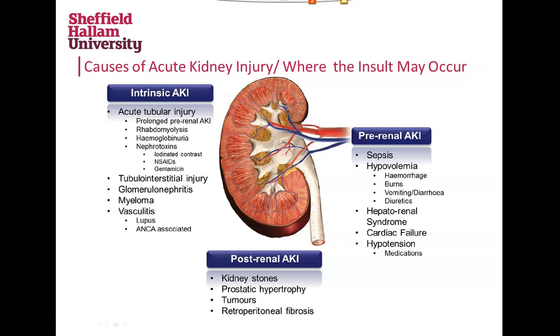Or retroperitoneal fibrosis, which again will cause a mechanical blockage of the ureter and stop the urine getting out and causes damage. Okay, let's move on.